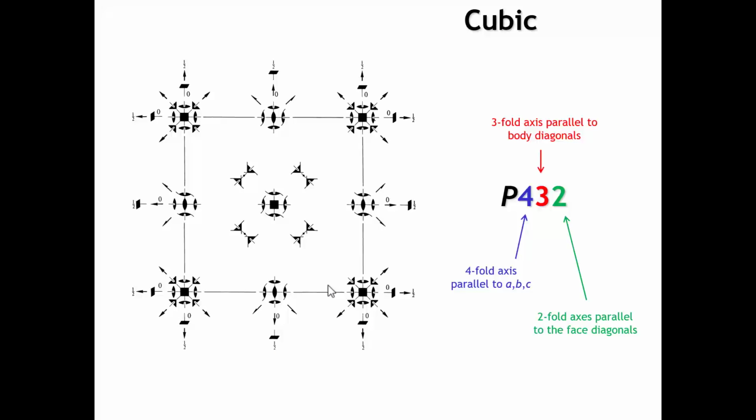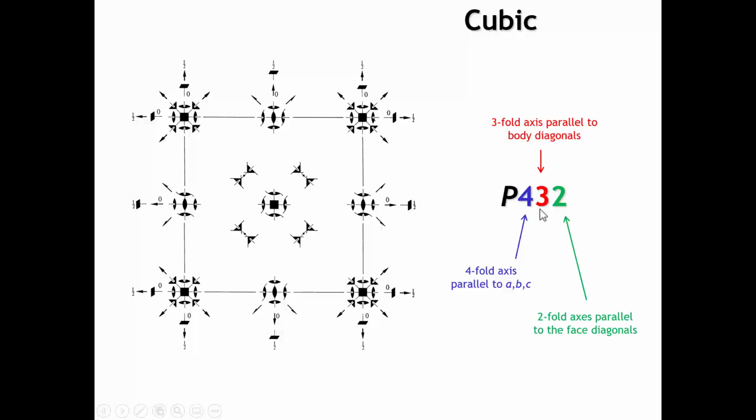And then finally, when we come to the cubic case, which has a lot of symmetry elements, and they're kind of at angles that make them not so easy to see, we start, as we do with all of these, with a letter that tells us about the centering or lack thereof of the Bravais lattice.